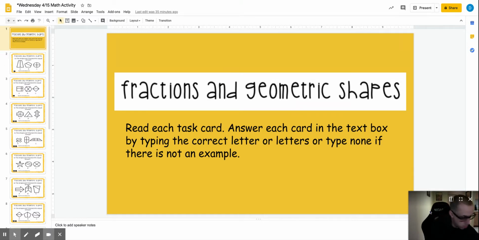Trying to find a piece of blank paper, which I don't have. Hold on one second. No blank paper.